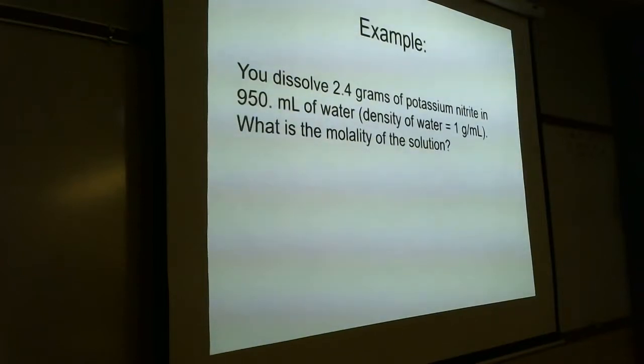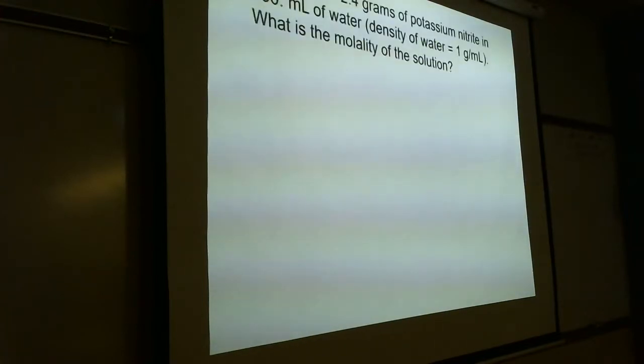Convert it to moles, right? And then what do I have to do with that volume? Now here, if you forget to multiply the density, it won't matter, right? Because the density is 1. So if you forget to multiply by 1, it's not going to mess things up. But you would have to convert that milliliters to kilograms, right? So here's the solution. No pun intended.